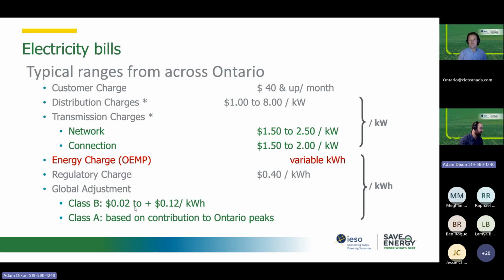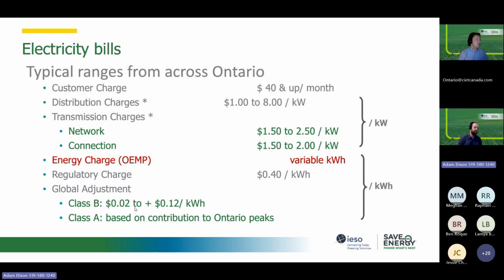So then we have our regulatory charge. This is a small charge to keep the OEB, the Ontario Energy Board, things like that running. So it's the regulation. It's about 4 cents per kilowatt hour. So pretty small charge on there. But you may or may not see that one as well.